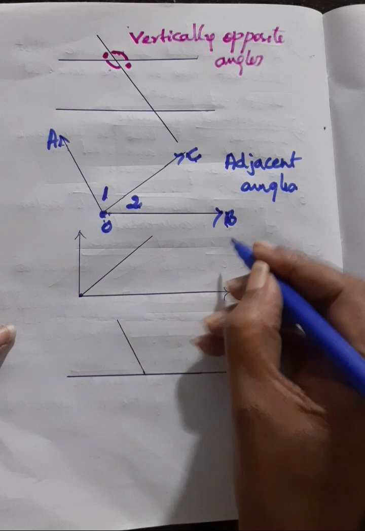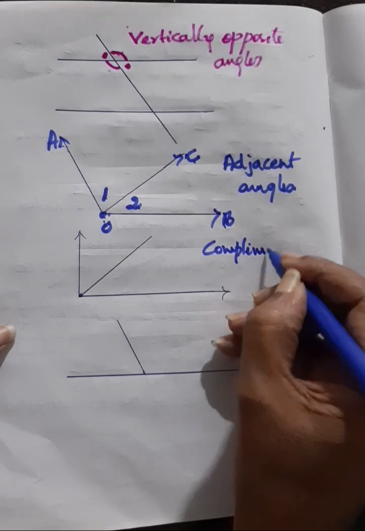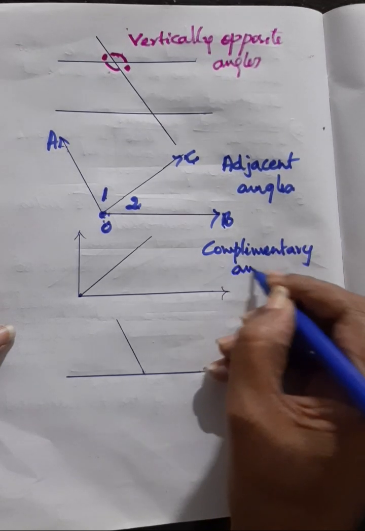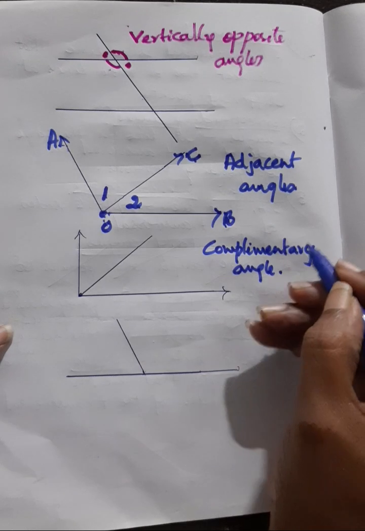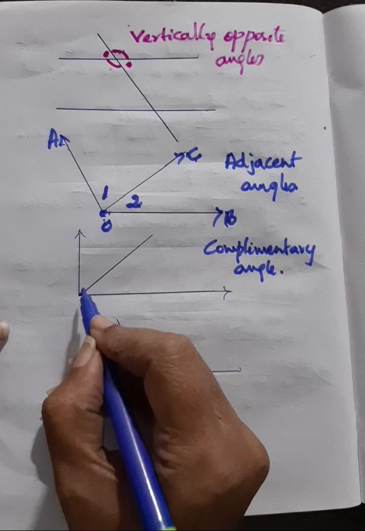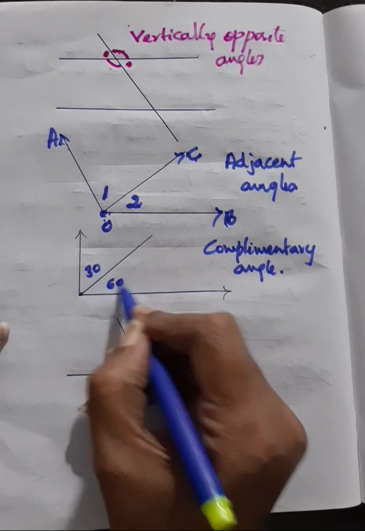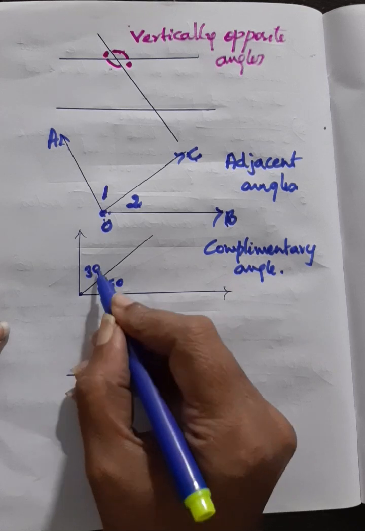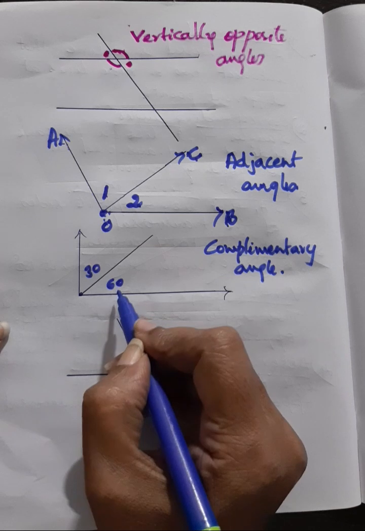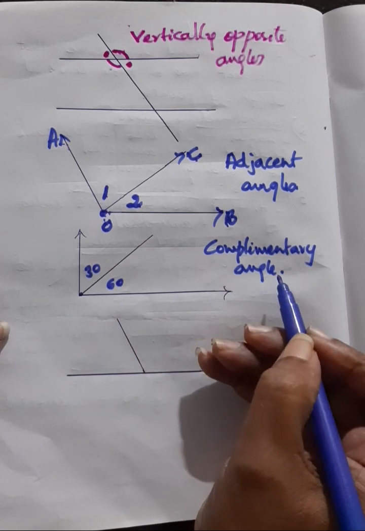Then after this is complementary angle. Complementary angles means the sum of two angles will be 90 degrees. For example, this is 30 degrees, so this will be 60 degrees. While adding, we should get 90 degrees. When the sum of two angles measures 90 degrees, we call it complementary angle.